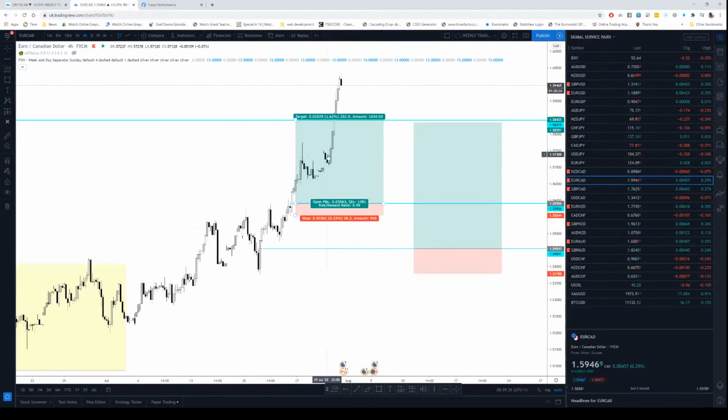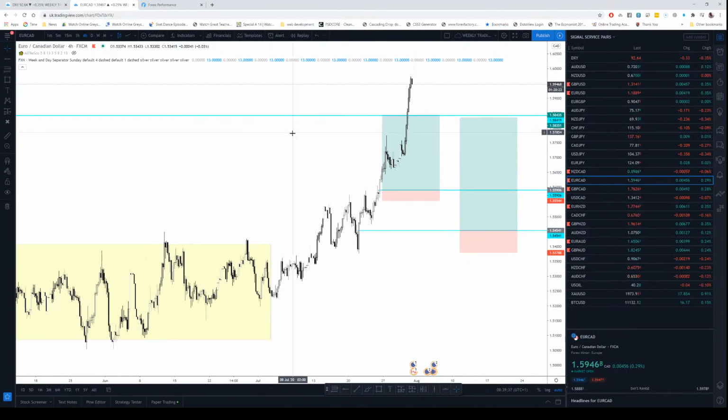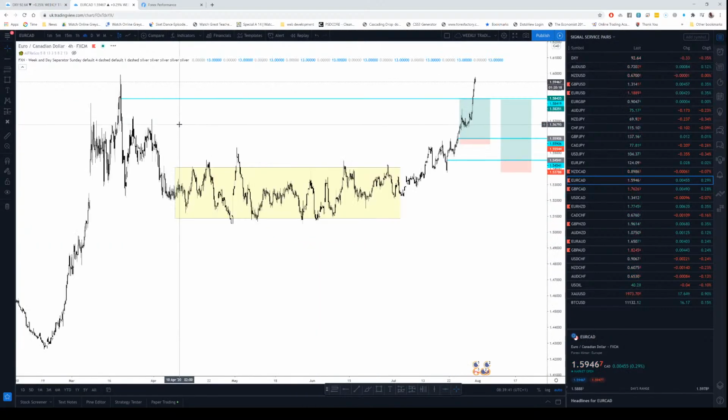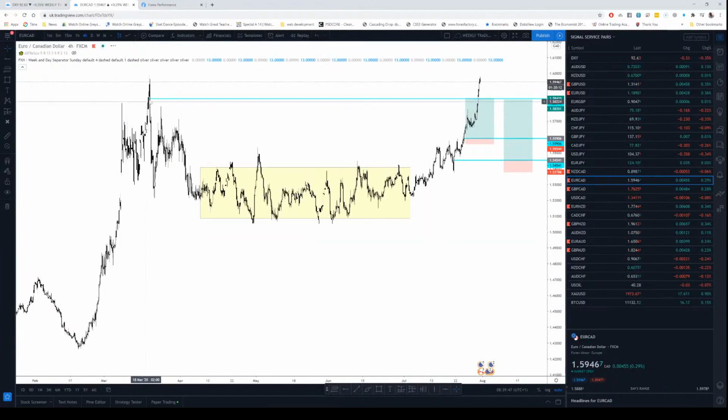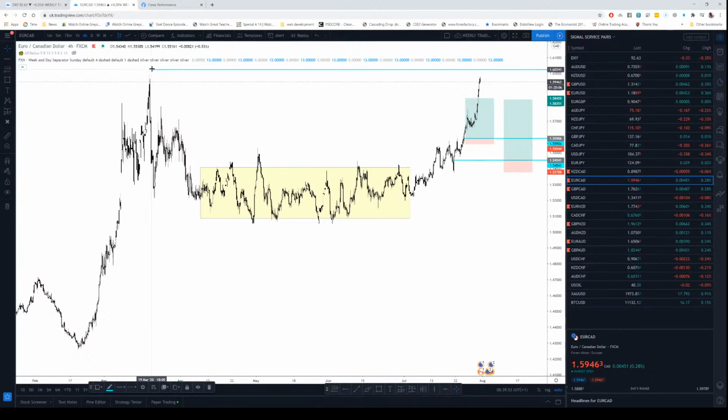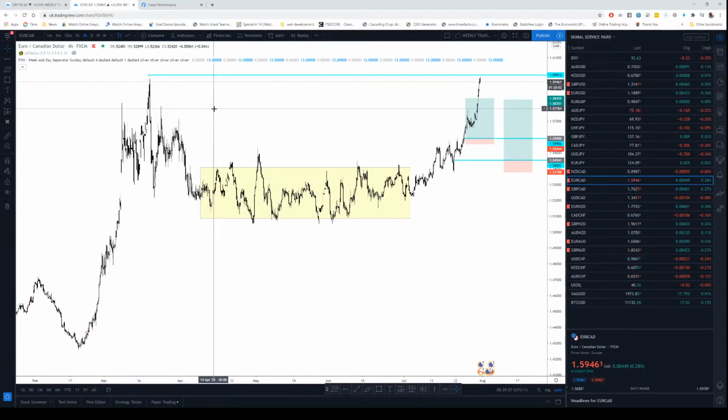EuroCAD is just phenomenal. We've hit every single target on the upside and beyond. Yesterday we were looking for that level there, and we've gone past it. I think right now it's making an attempt for this high. Yeah, that's the next upside objective.